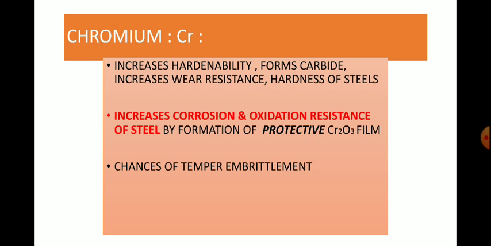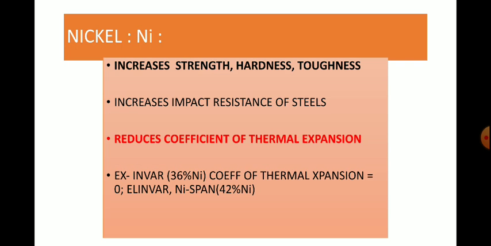Next we have chromium, which is the most important alloying element in stainless steel, because it increases the corrosion and oxidation resistance of the steel by forming a protective layer of chromium oxide. Again, there is a chance of temper embrittlement if added in greater amounts. It also increases hardenability and forms carbides. Next we have nickel, which increases strength, hardness and toughness. An important characteristic of adding nickel is that it increases the impact resistance of the steel, and it reduces the thermal expansion of steels. Examples are Invar, with a coefficient of thermal expansion near zero.